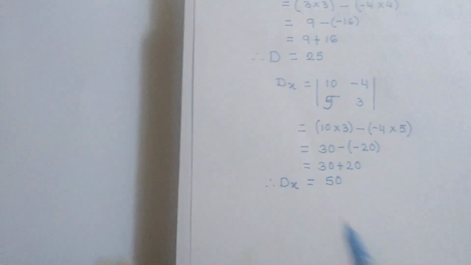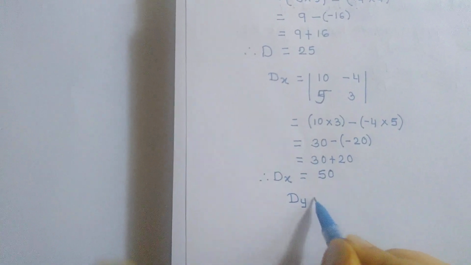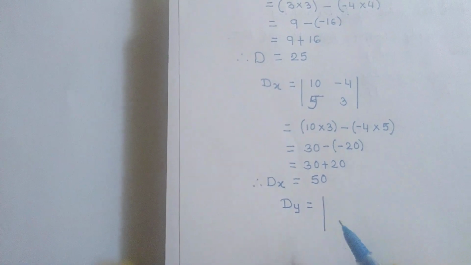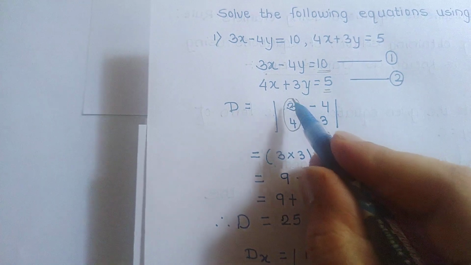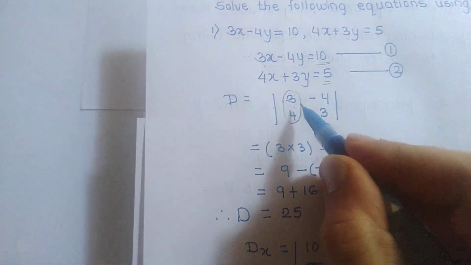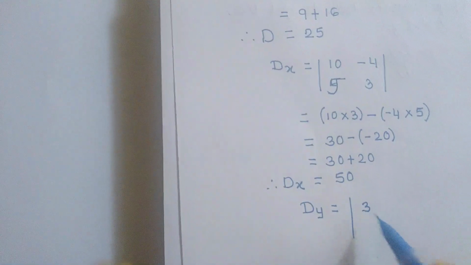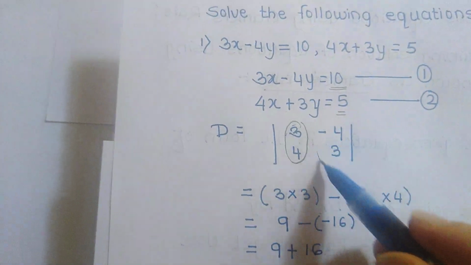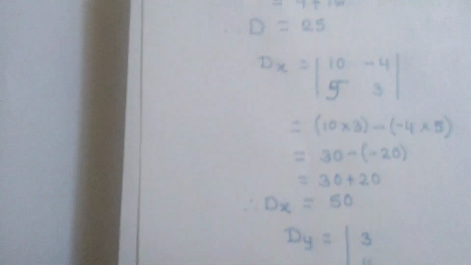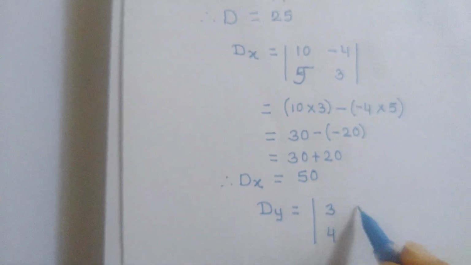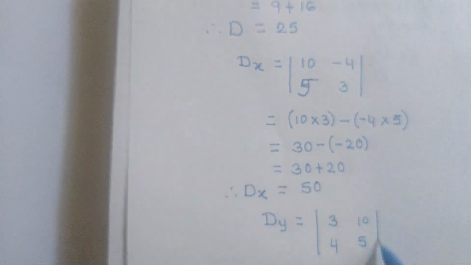Next we have to find the value of Dy. While finding determinant Dy, we have to again go to determinant D. For finding Dy, the x coefficients will be written as they are, that is 3 and 4 will be copied as they are. And the y coefficients, minus 4 and 3, will be replaced by the constants 10 and 5. So 3, 4, 10, 5.